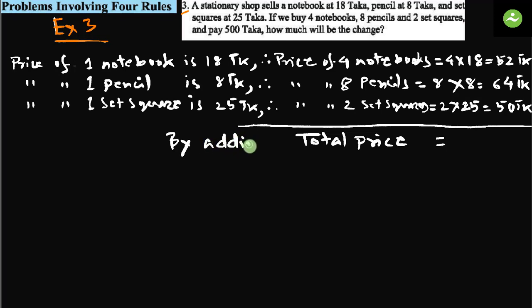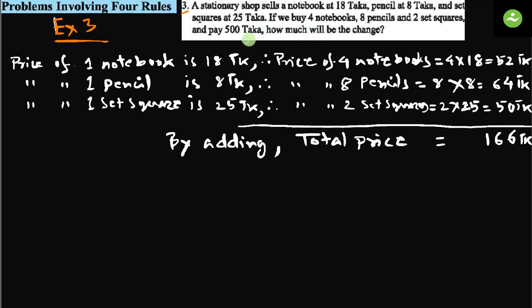By adding, total price: 4 and 2, 6, 6 and 5, 11 and 5, 16 and 1, 6 taka. So total price we got now. 500 taka. How much we gave to the shopkeeper?